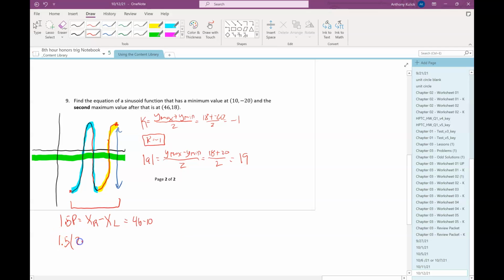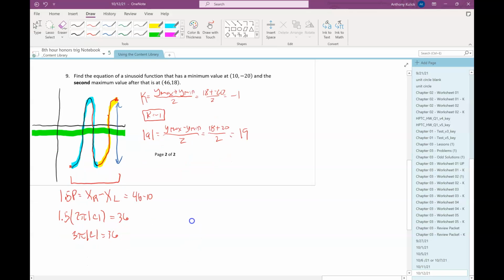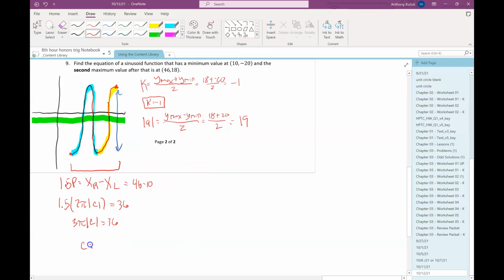And I know a period is 2 pi times the absolute value of C. 1.5 times 2 is 3. So when I divide both sides by 3 pi, I end up with 12 over pi.